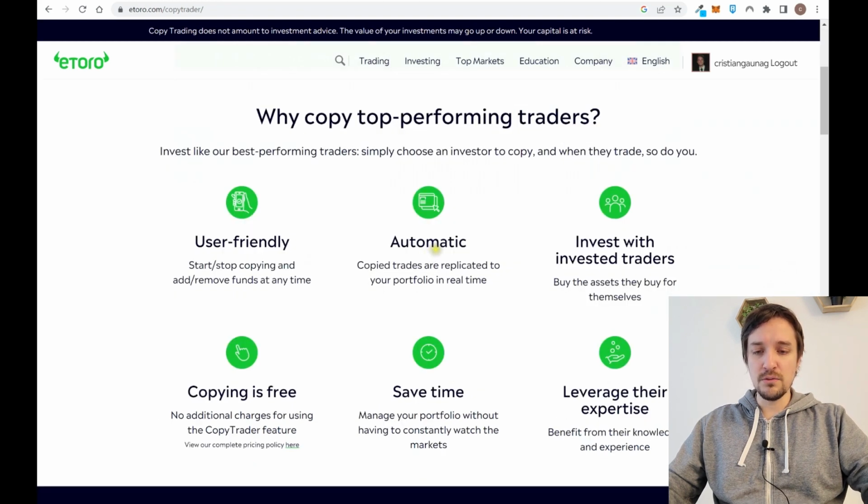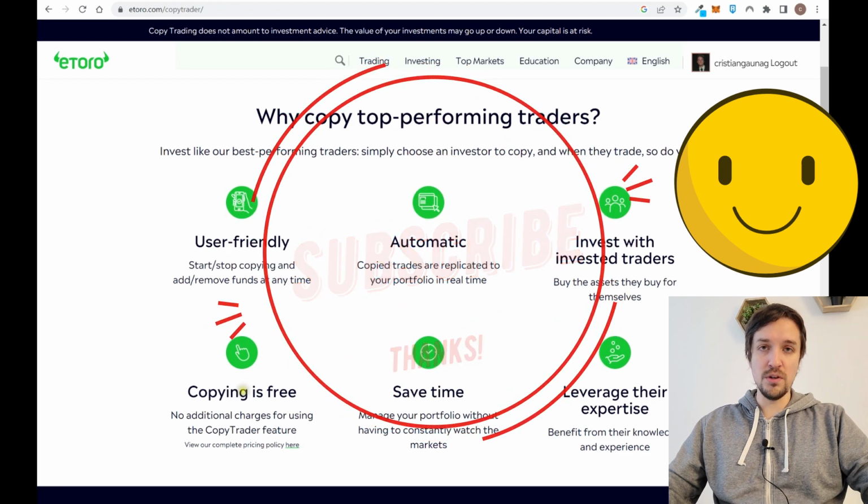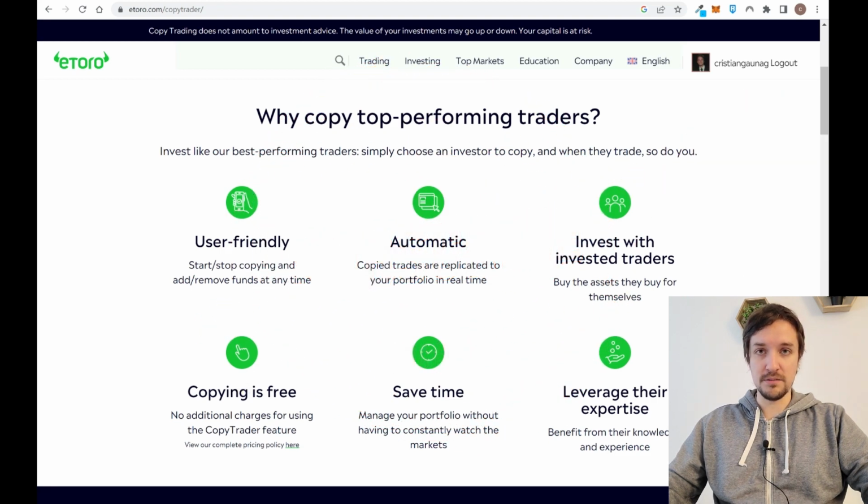It's user friendly, it's automatic, as I said before. You can copy for free, so you don't have to pay any fee at all for using this functionality. You always have to pay, for example, a spread or some type of commission, but the normal commission, not an extra commission for copying someone else. So you can leverage the knowledge and the time of someone else, and you can also lose money if the other person goes wrong.